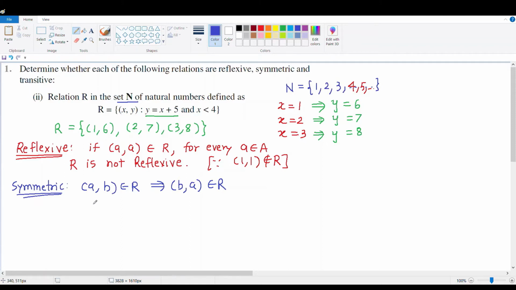So we are going to write, R is not symmetric, and the reason is that (1, 6) is in R, but (6, 1) does not belong to R. Now let's check for transitive.